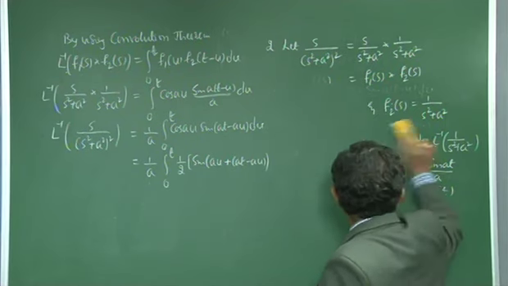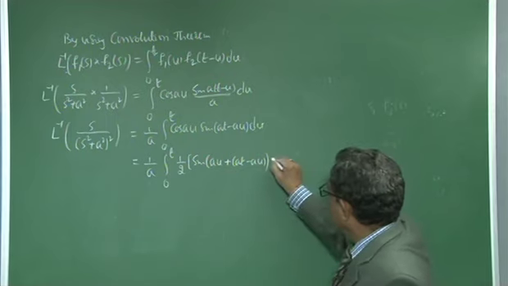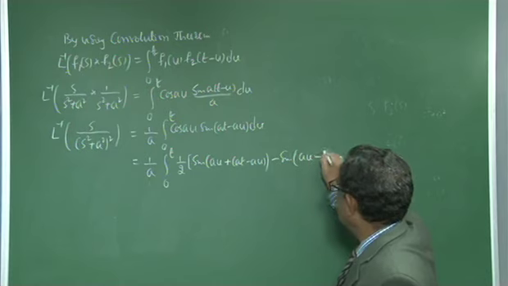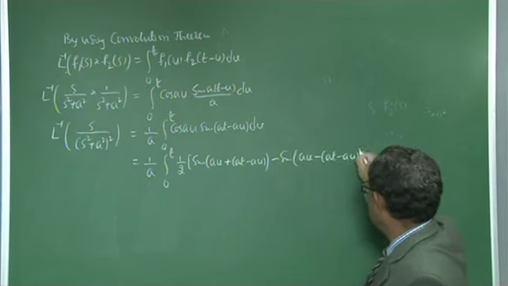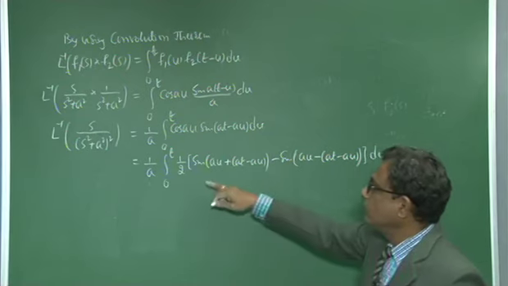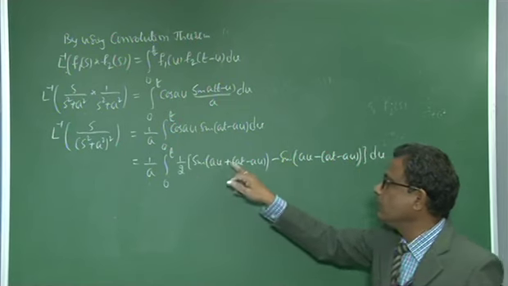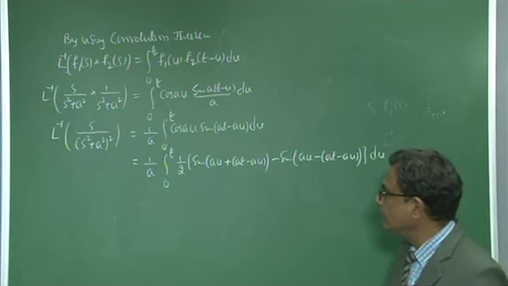minus sin of A minus B into du. 1 by 2 cos A sin B is 1 by 2 sin of A plus B minus sin of A minus B. Now simplify.